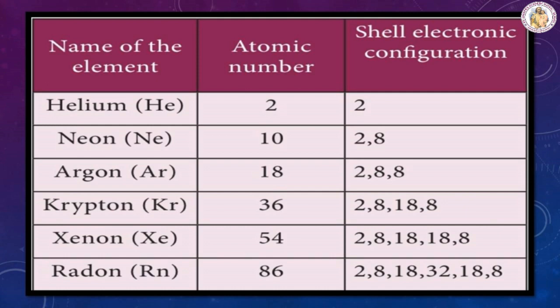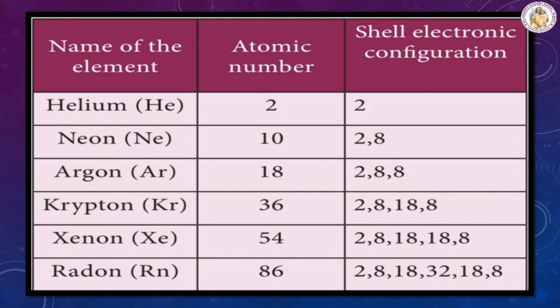Here we have the electronic configuration of noble gases. First is the element helium. Its atomic number is 2. Electronic configuration is 2. 2 means the outermost shell in the helium atom is completely filled. Next is neon. Neon atomic number is 10. The outermost shell of the neon atom has 8, so it is also completely filled. Next is argon. Argon atomic number is 18.